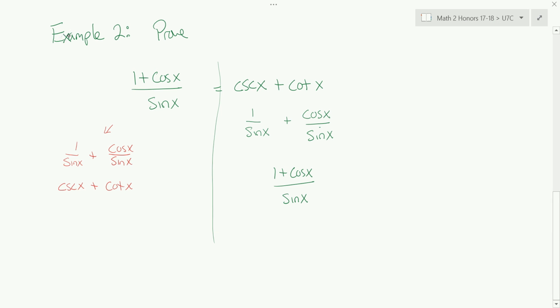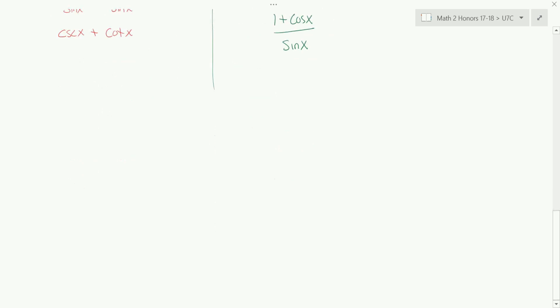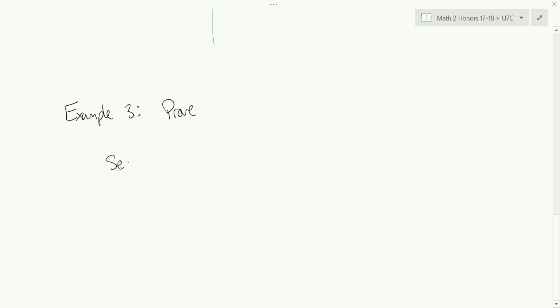Okay. All right. Example 3. Prove secant theta times sine theta divided by tangent theta plus cotangent theta is equal to sine squared theta.